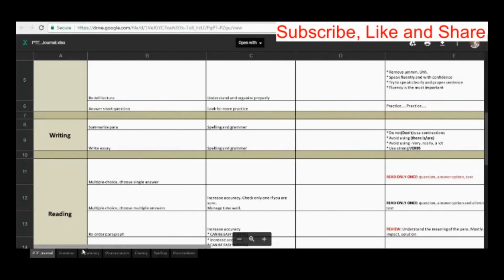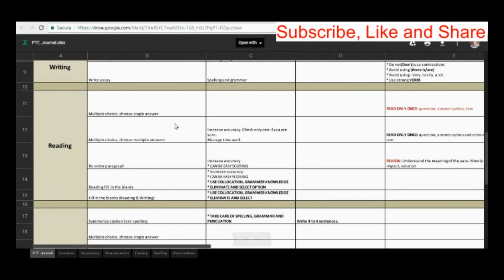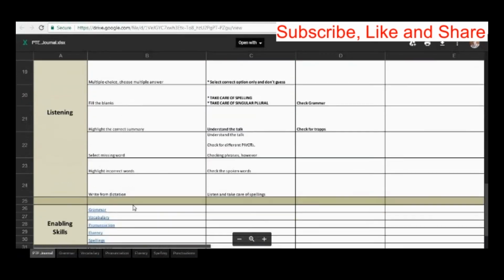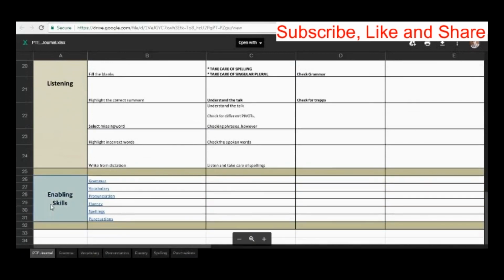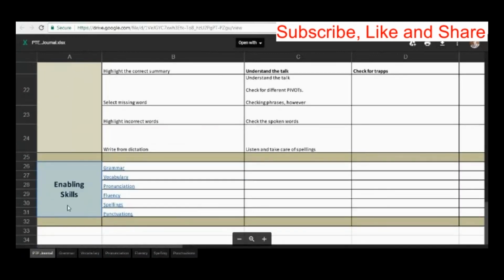Similarly, we have divided it so you can use it for your reading task, and you can track different information here. At the end you can find one section where we are also providing information about the enabling skills. So based on the above PTE tasks, many tasks are related to grammar, vocabulary, pronunciation, fluency, spelling, or punctuation. Okay, so if you have made any mistakes, or you want to track down that certain word's spelling you are always getting wrong, you need to track those things down.